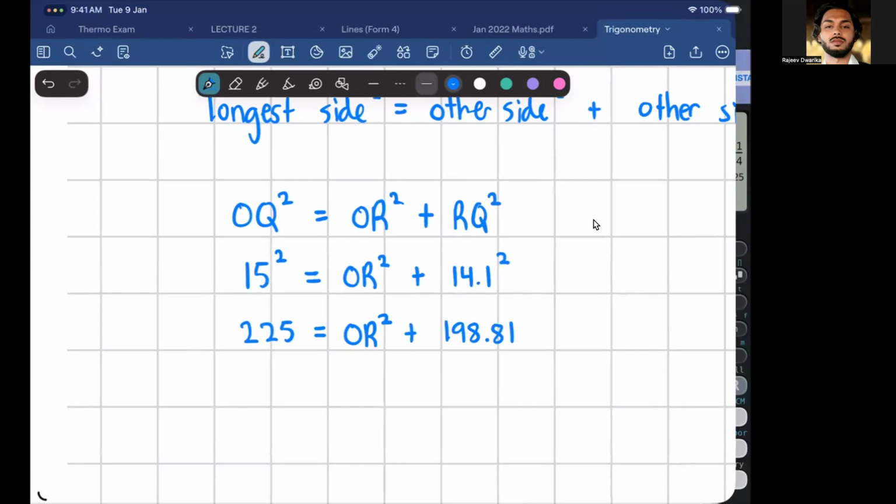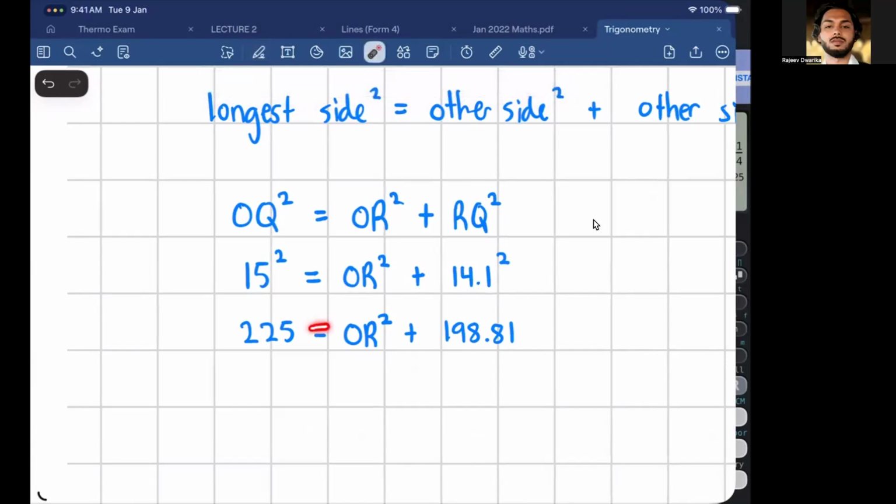We are trying to find what? What's our unknown? OR. Right. If we're trying to find OR, in this question, where is OR? Is it on the left-hand side or the right-hand side? Yeah, left-hand side. This is the equal sign, right? This is the left-hand side and this is the right-hand side. Did you know that before? Oh no, that's all right. Now you know. The left-hand side is just to the left of the equal sign, and the right-hand side is to the right of the equal sign.